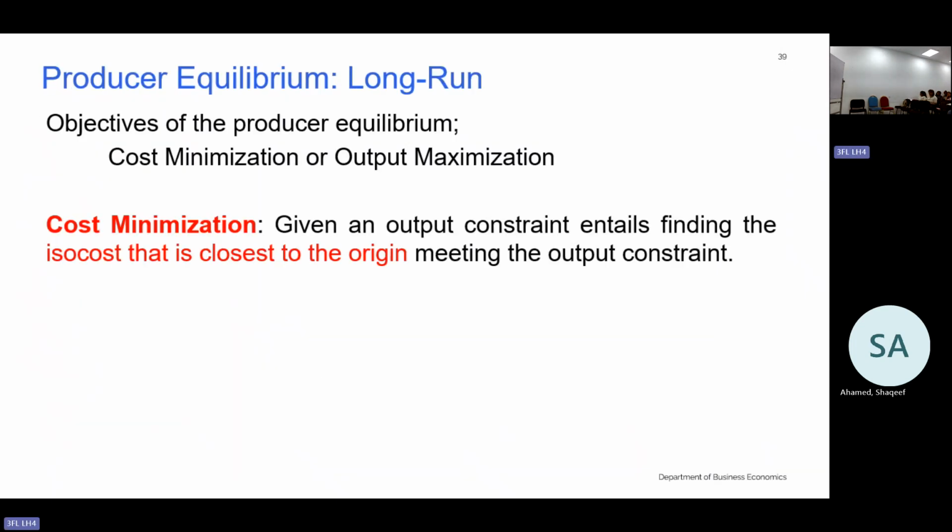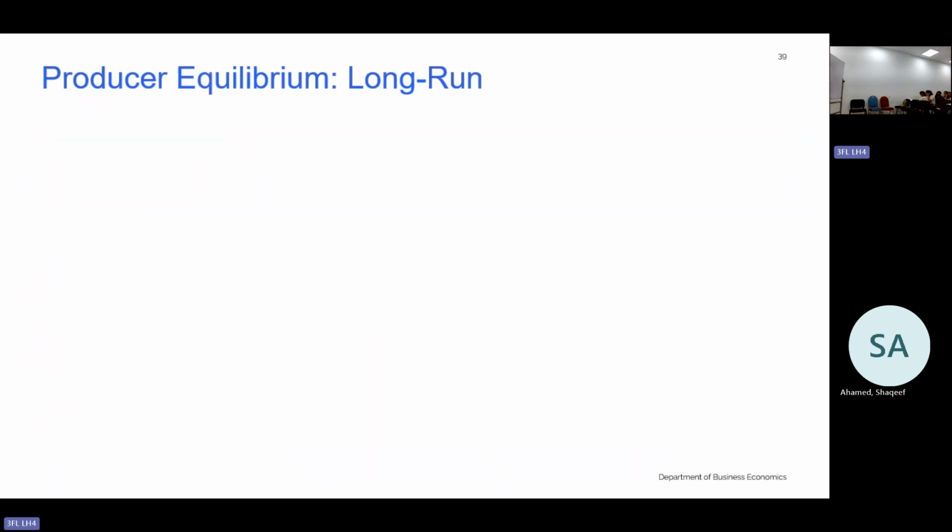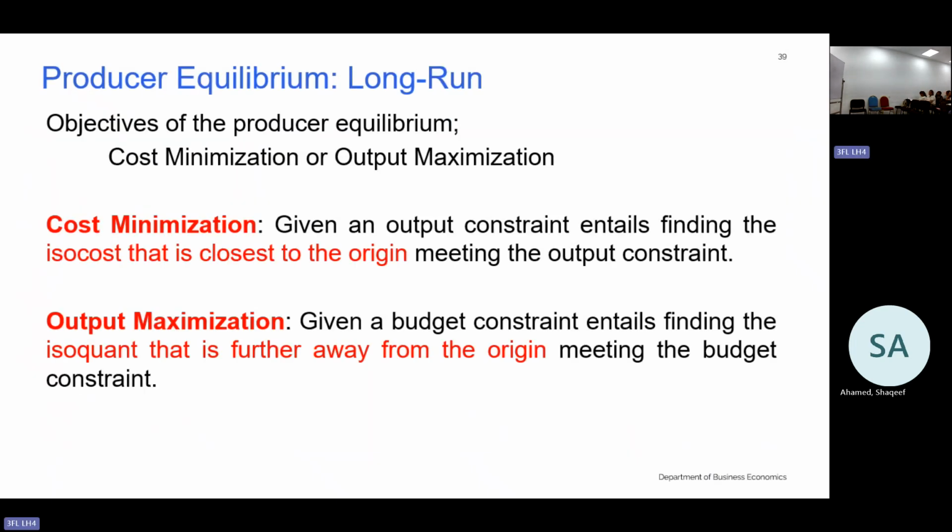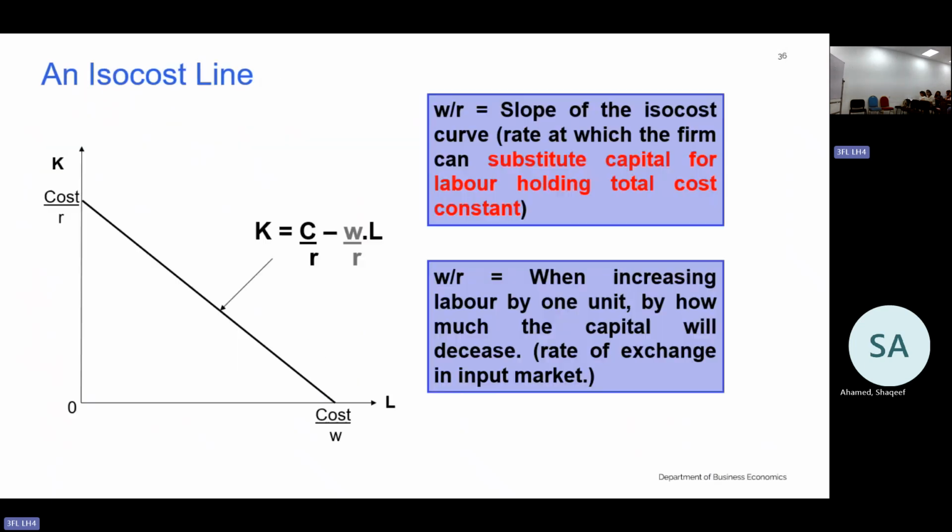Here, all these things we discussed: rotation and shift. Finally, we have to talk. Now we know ISO cost, and also I forgot to mention what is meant by the slope of the ISO cost. So the slope of the ISO cost is W divided by R. What does it mean? The slope of the ISO cost means simply the trade-off between capital and labor, right? So how much you can substitute capital for labor, holding the cost constant. So the trade-off between labor and capital is given by the slope of the ISO cost.